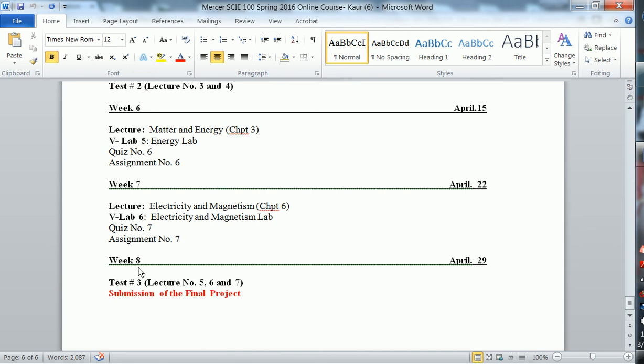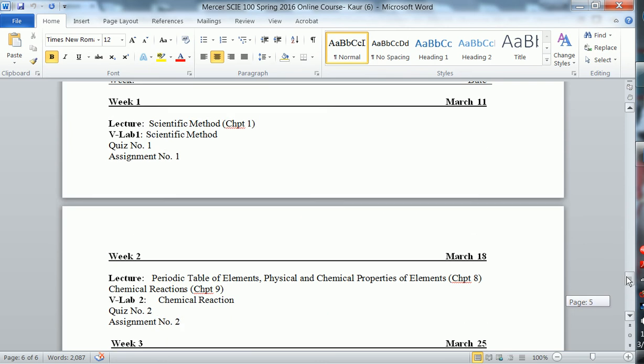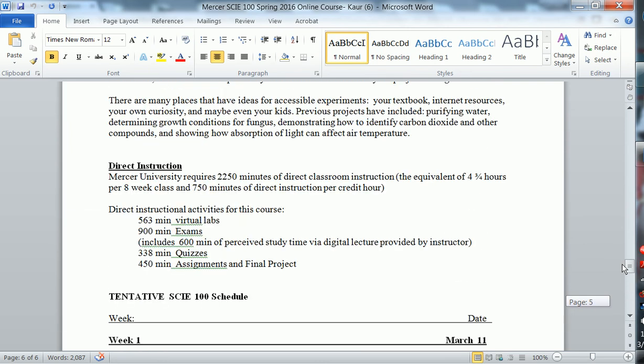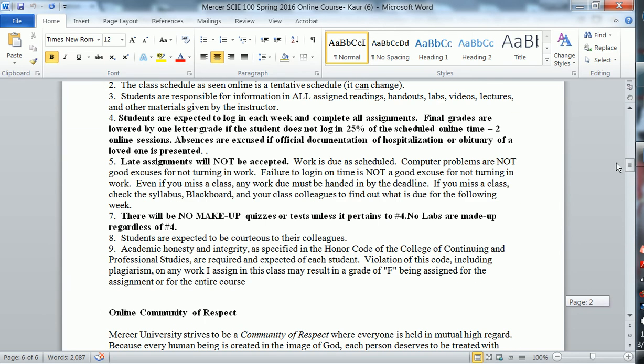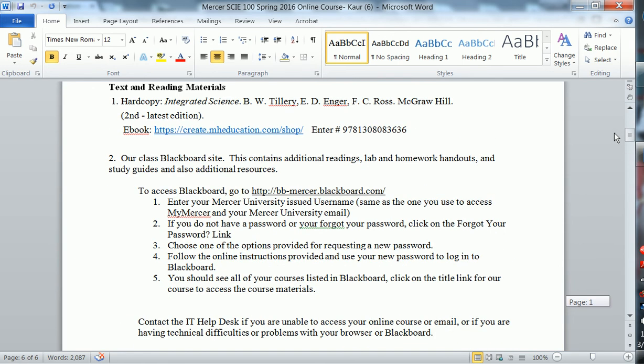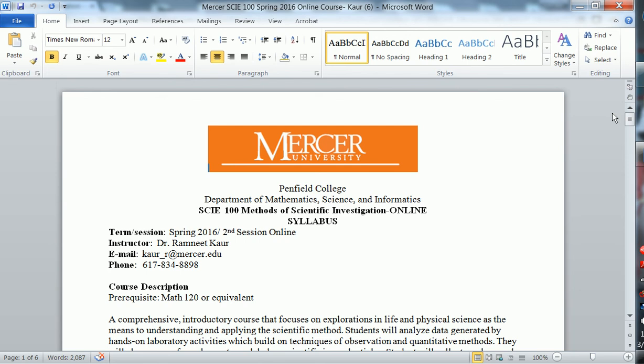Week number 8 is the last week of this course. During the last week you have to do test number 3, which is from lectures 5, 6 and 7, and you're also required to submit your final project, which will be the PowerPoint presentation. This is the tentative schedule for this course, which we can change if we have to, but we'll try to stick to it. If you do everything in time and submit everything in time, you will be successful in the course and you will learn a lot.